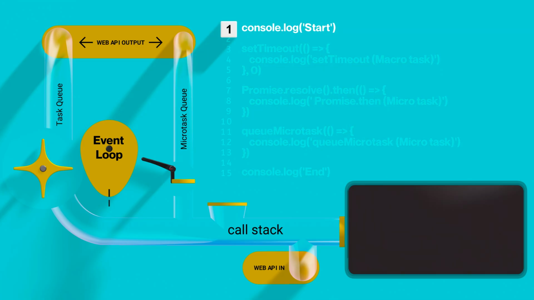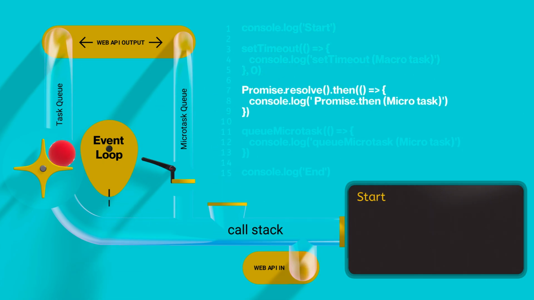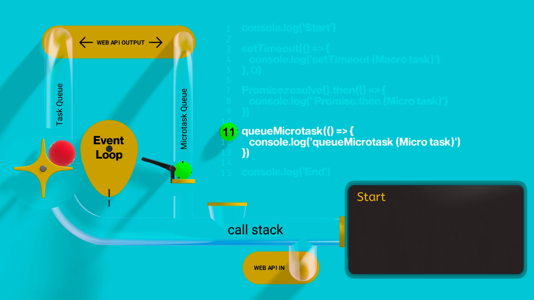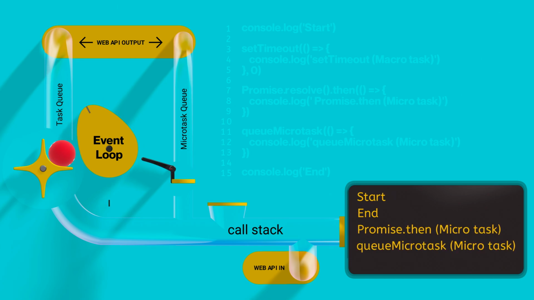Let's reinforce what we've learned. Synchronous code executes first. A Macrotask is scheduled. Two Microtasks are scheduled. Synchronous code finishes executing. The event loop kicks in. It first processes all Microtasks in the Microtask queue. Then it takes one Macrotask from the task queue and executes it. This structured execution order ensures that JavaScript remains efficient and responsive.